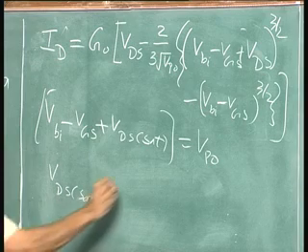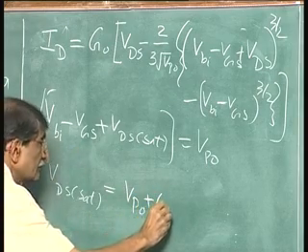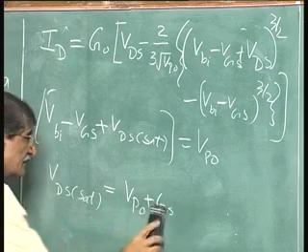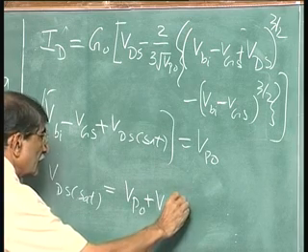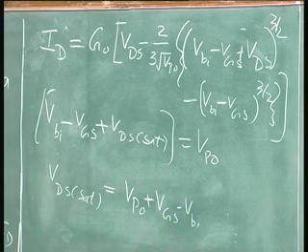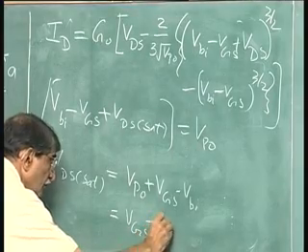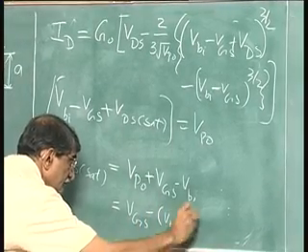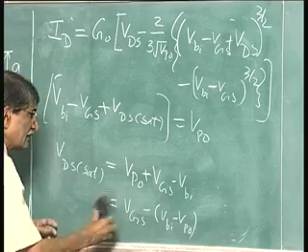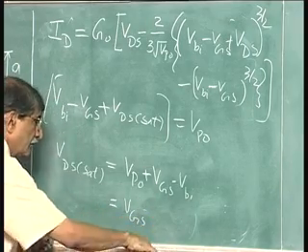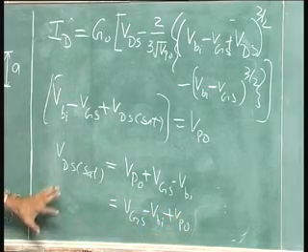V d sat equals V p 0 plus V g s minus V b i, or we have to put V g s is equal to V g s minus V p i plus V p 0, V g s minus V b i plus V p 0. Okay. I will leave it at that.